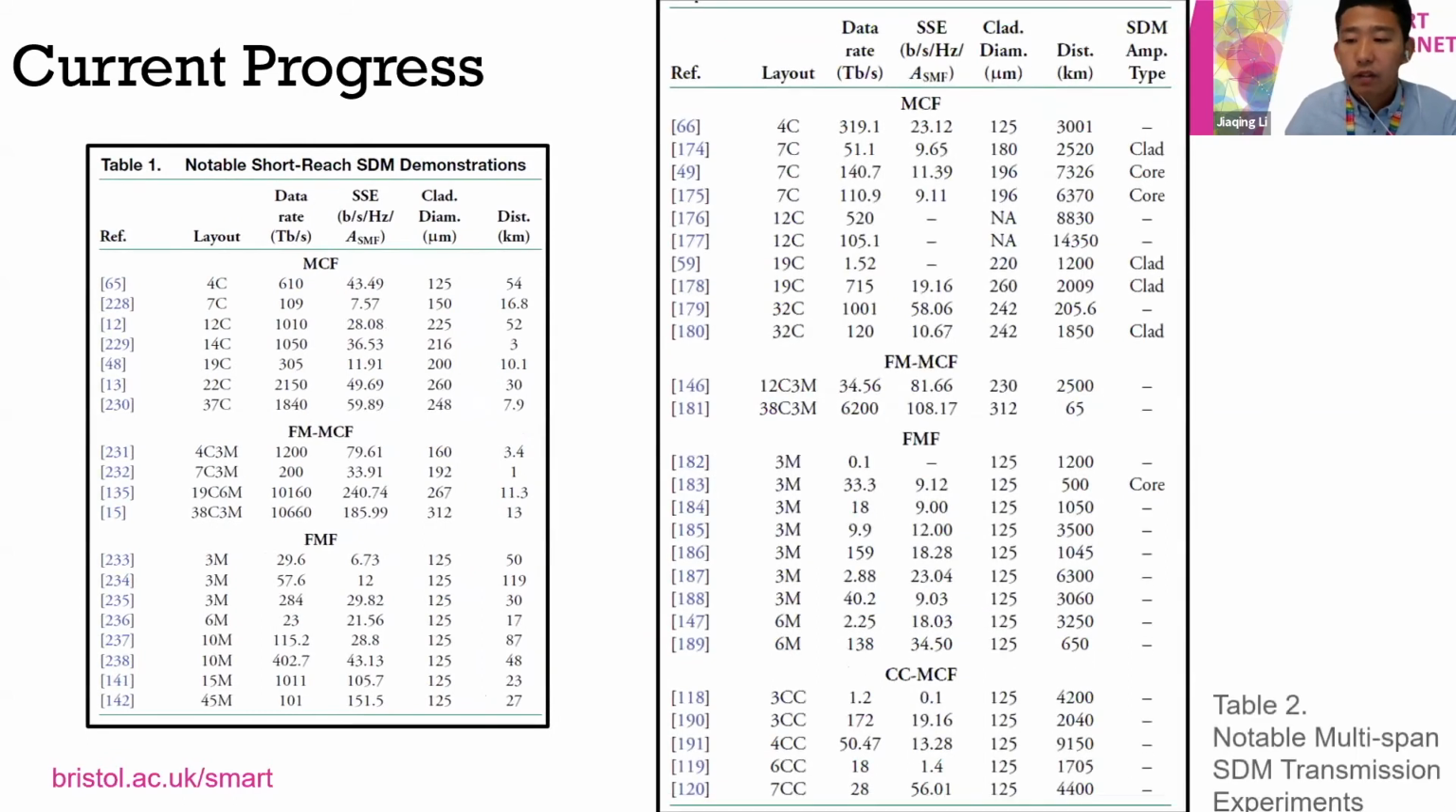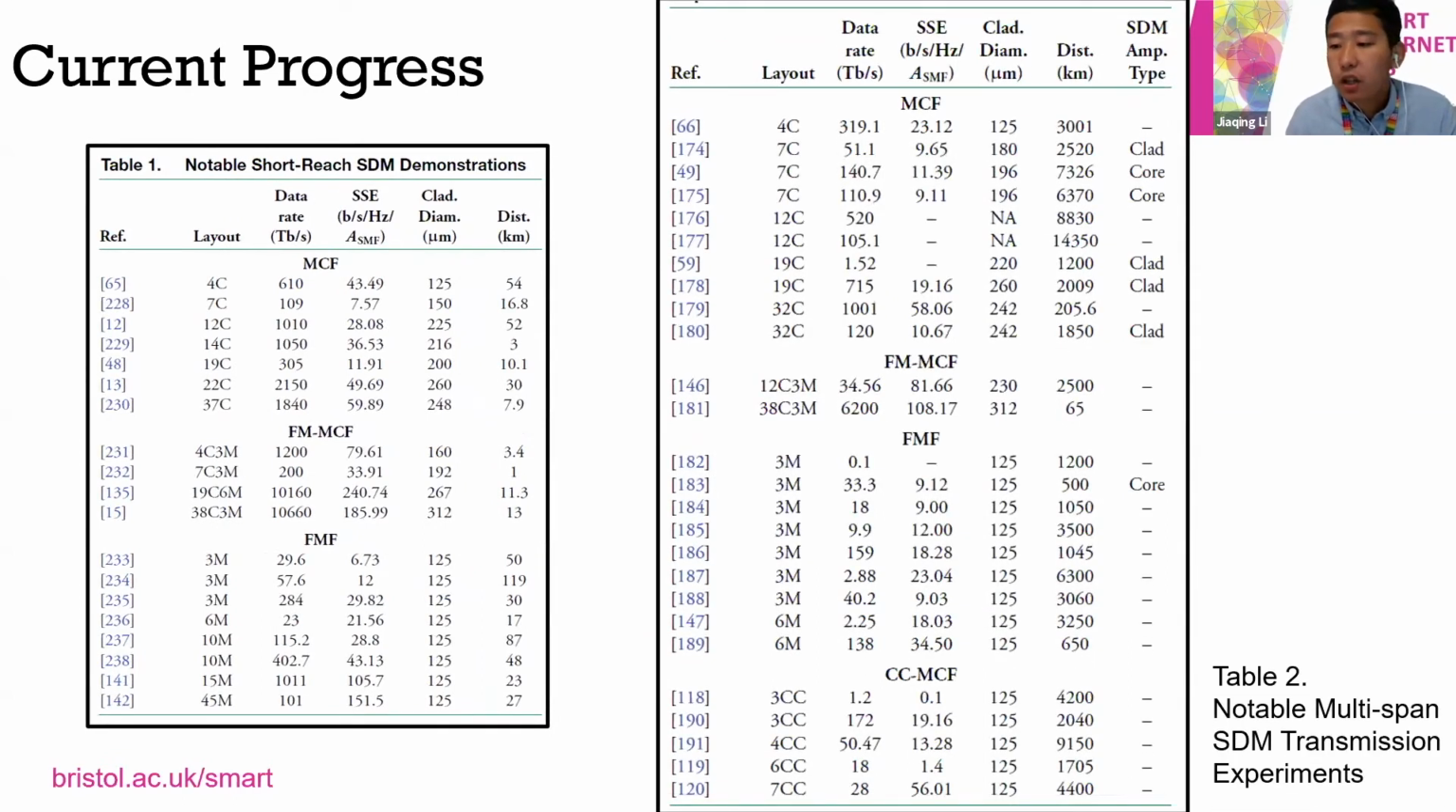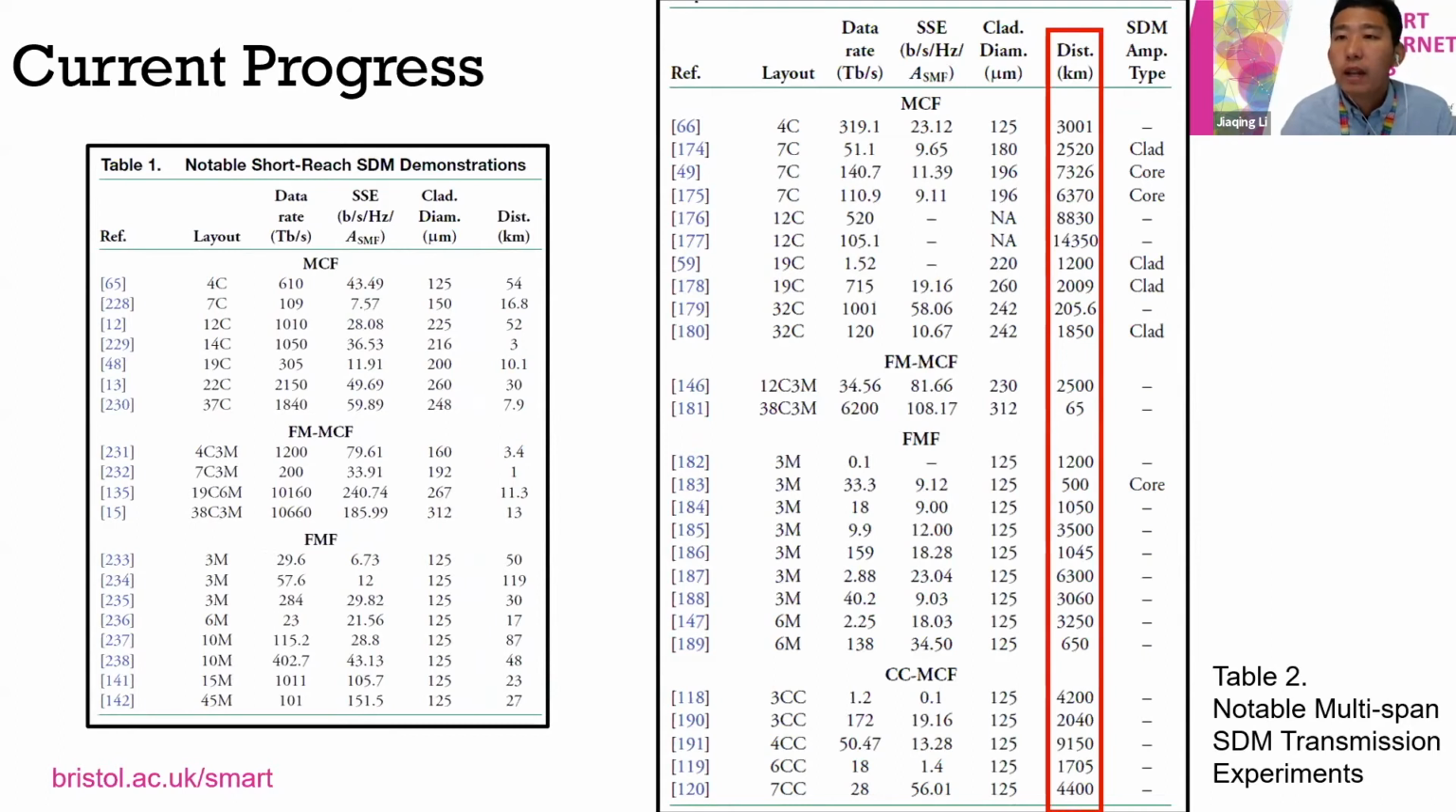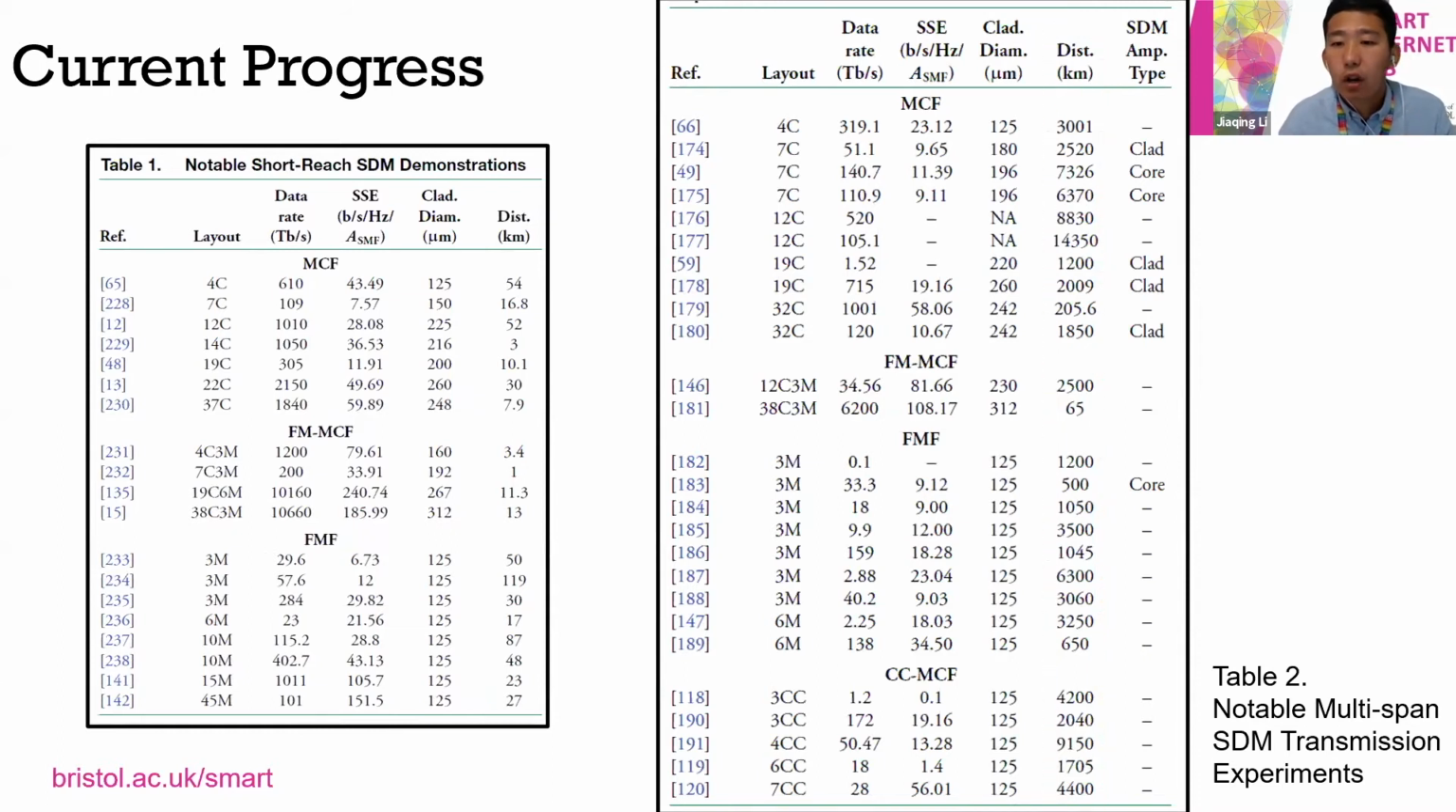Also, we have the long-range SDM system, which means we will use multi-span optical fibers. And in those research, we can find that the transmission distance will have a great increase, and the largest distance can reach more than 14,000 kilometers.